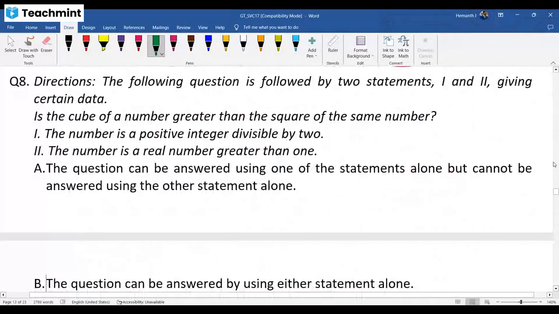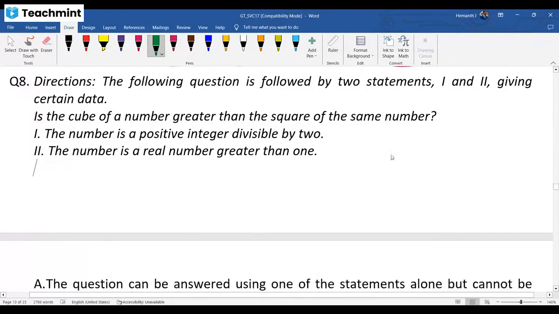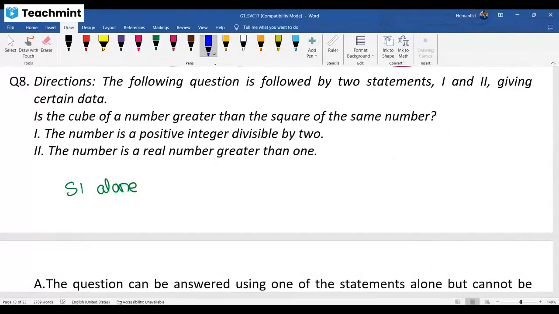Data sufficiency. Here, to answer this question, what statement is required? Is it the first statement or second statement, or both required? If you are discussing data sufficiency, always we have to try statement 1 alone, statement 2 alone. If not possible, then only we have to go for together.